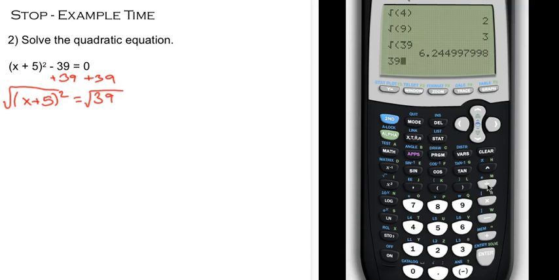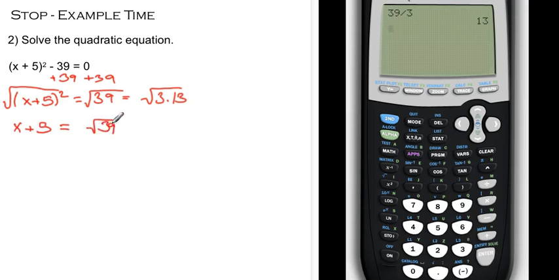simplify that radical. So I try 2 first, and that doesn't work. And then I try 3. There we go. And I find that that's 13. So the square root of 39 is the square root of 3 times 13. There's nothing that repeats in there. So there's no way I can simplify this. So I can say that x plus 5 is equal to the square root of 39. That is as simple as it gets.